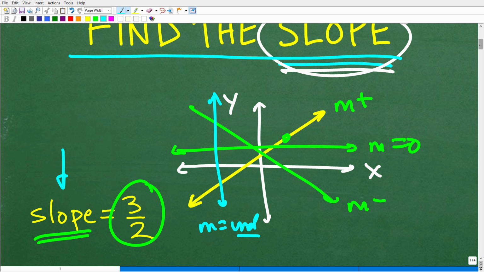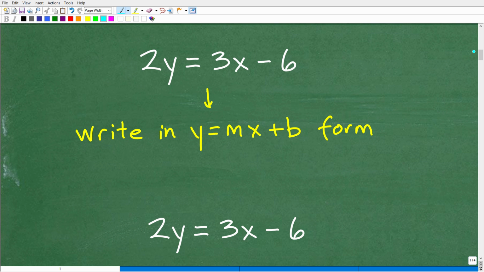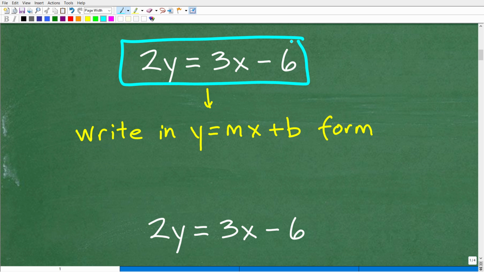But let's go ahead and get into the solution to this lovely pop quiz. Okay, so we have 2y is equal to 3x minus 6. What is the best way or the easiest way to find the slope? Well, the easiest way is to put this linear equation into another format. We want to write this into y equals mx plus b form. It's just the easiest way to look at linear equations, or the equations of a line, excuse me.